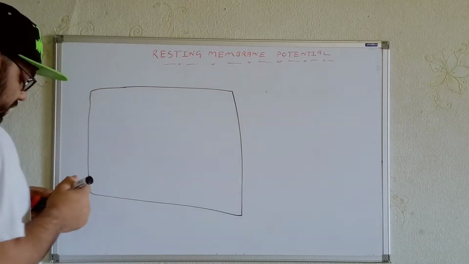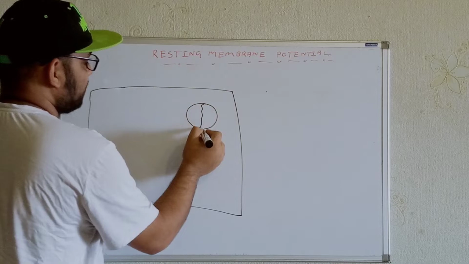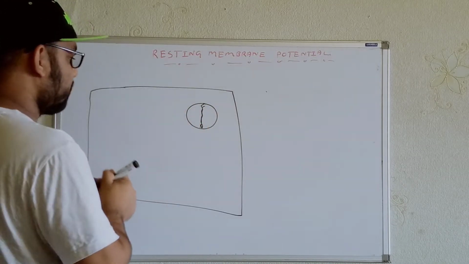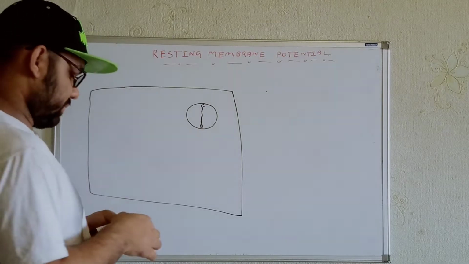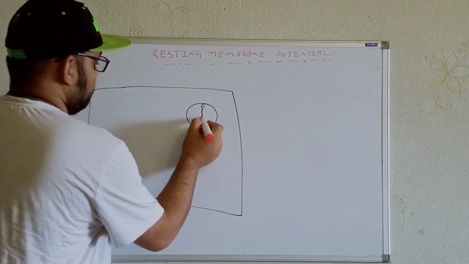Now see, within the cell there is a nucleus. Within the nucleus there is genetic material, and there are specific genes that will produce different types of proteins. Let me show some genes over here.